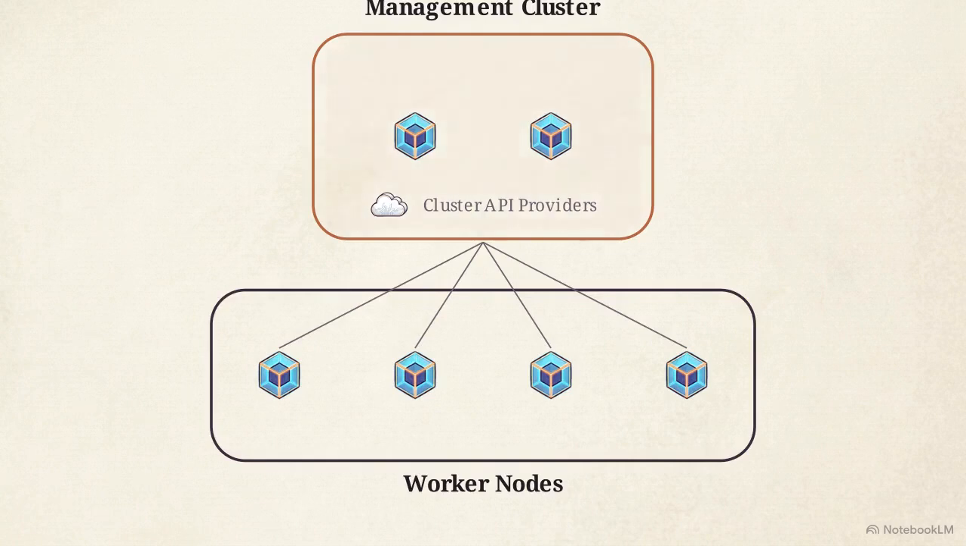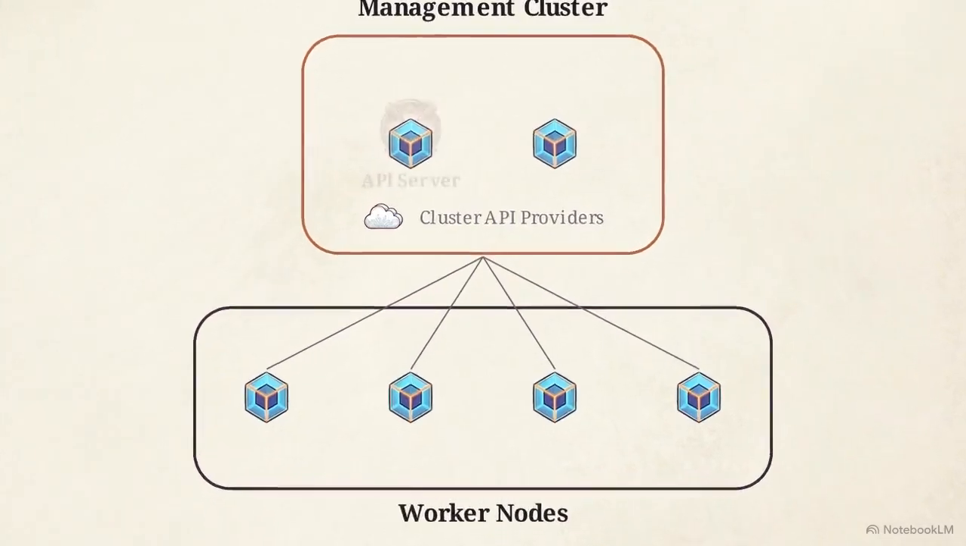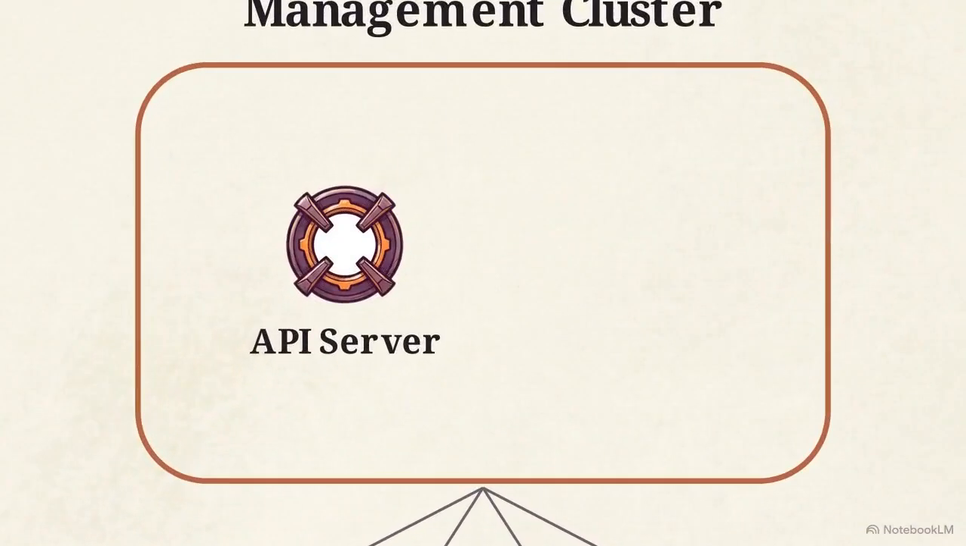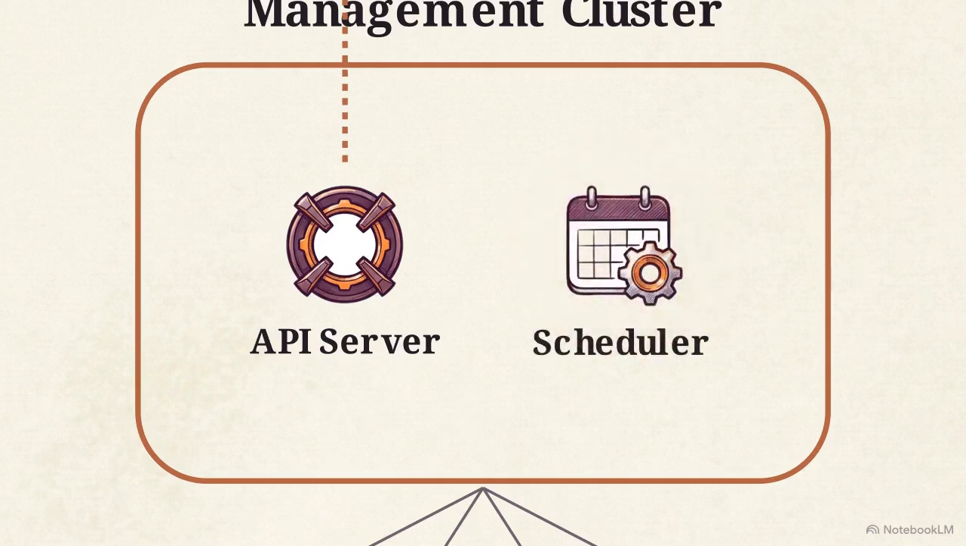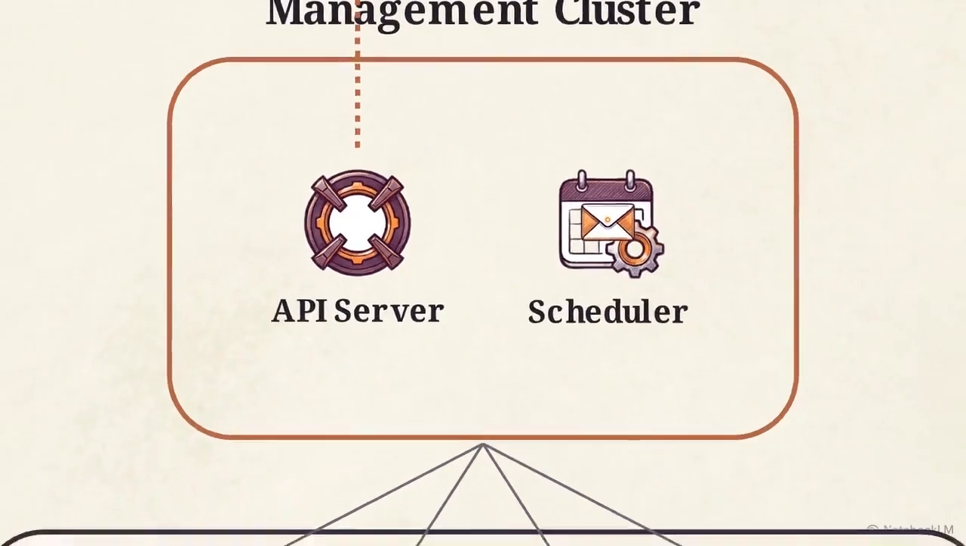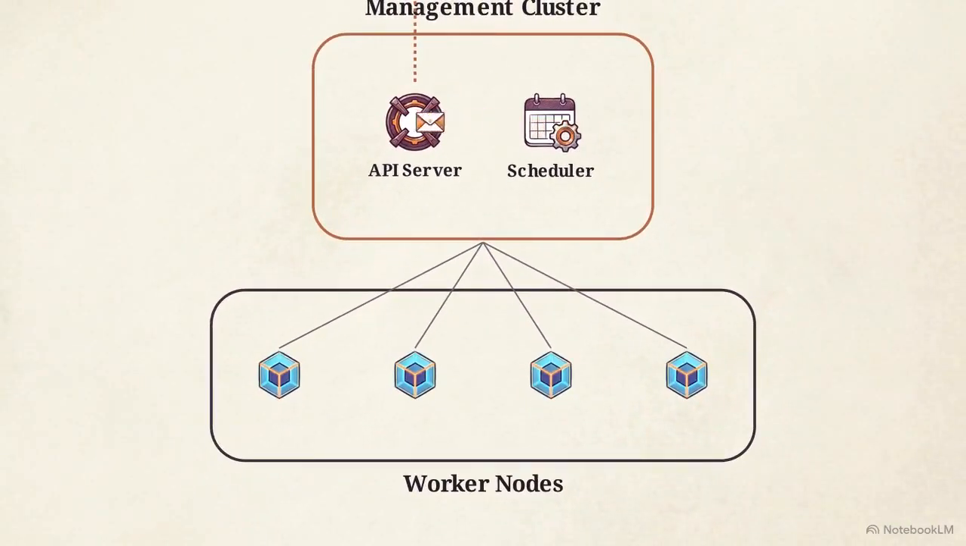Looking closer at the management cluster, we see the API server. Think of this as the front door. It acts as the central hub, processing all the incoming infrastructure requests. Right next to it is the scheduler. When a new workload arrives at the API server, the scheduler takes over, monitoring the incoming tasks and dispatching them to specific nodes based on what resources are currently available.